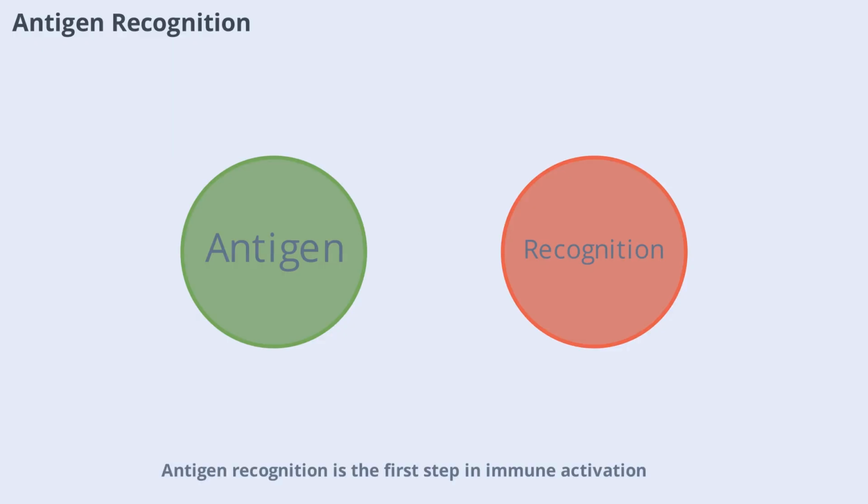Antigen recognition is the first step in immune activation. Immune cells use specialized receptors to detect foreign molecules called antigens. This recognition triggers a cascade of effector functions, leading to the elimination of the threat.